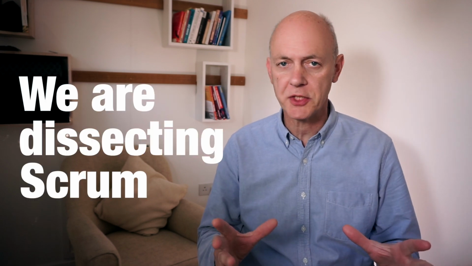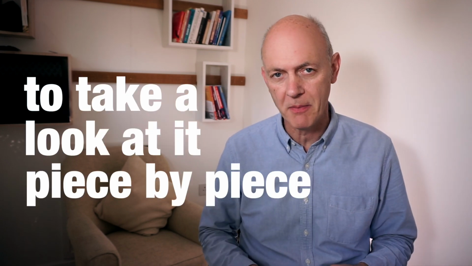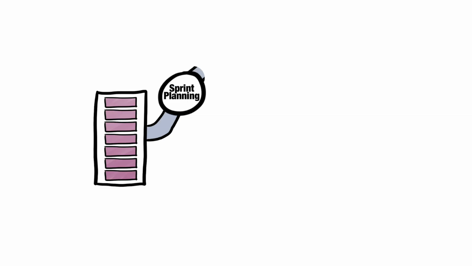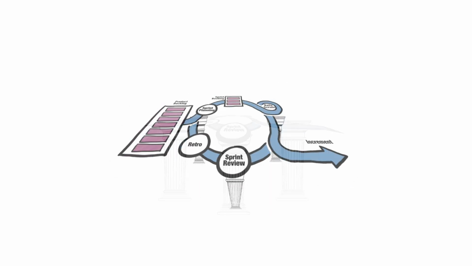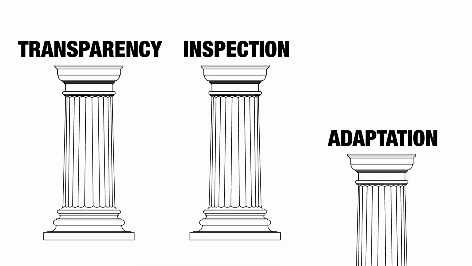We are dissecting Scrum to take a look at it piece by piece. Today it's the turn of three things that don't even appear on this picture. That is, until we view it from a slightly different angle. They've been there the entire time. Underpinning? Well, everything. It's the three pillars of transparency, inspection, and adaptation.